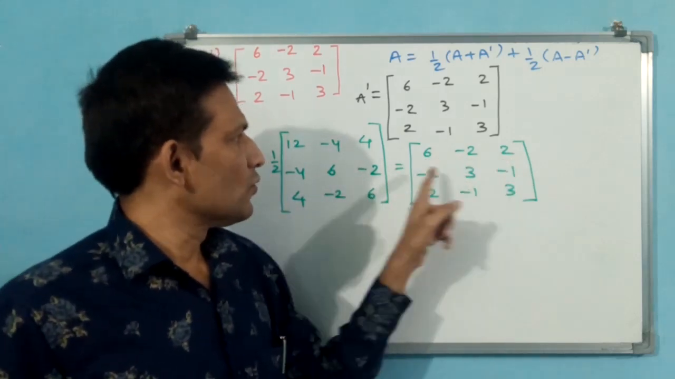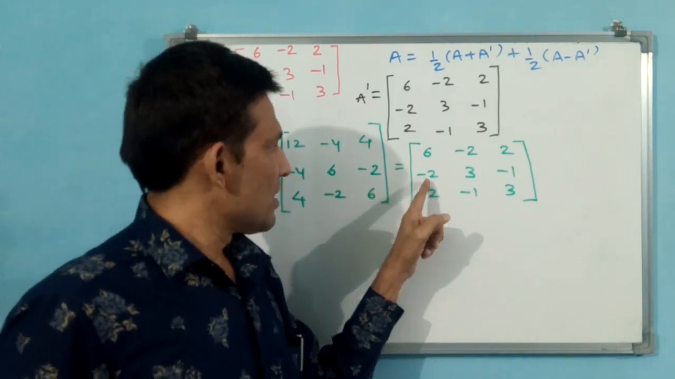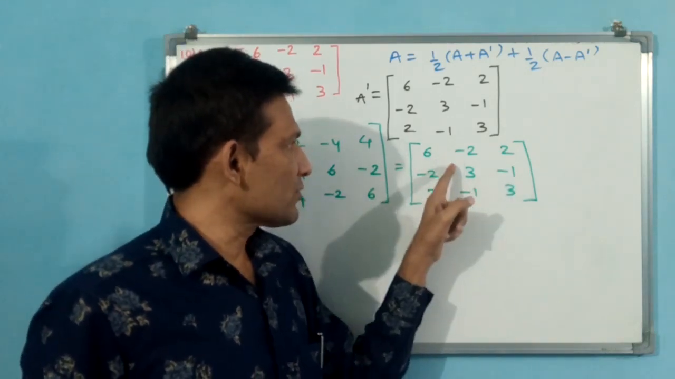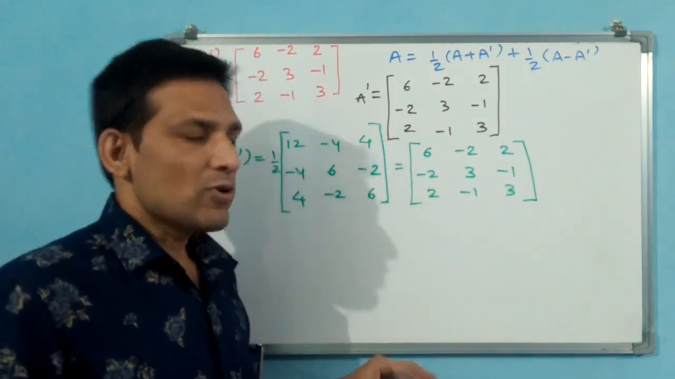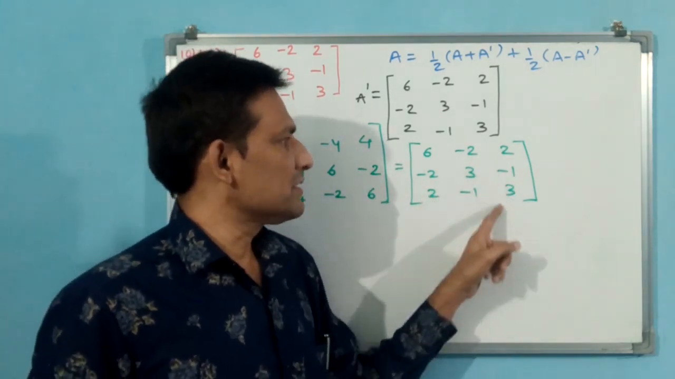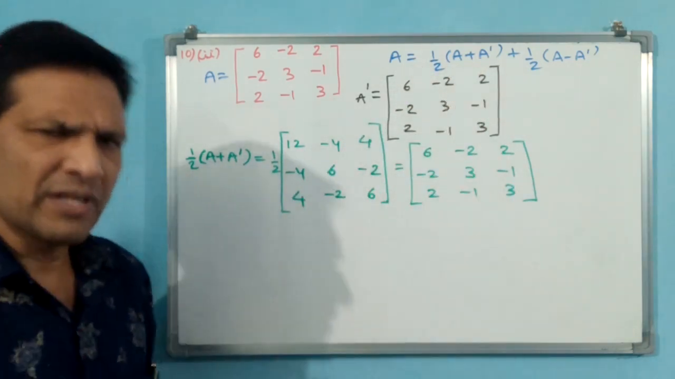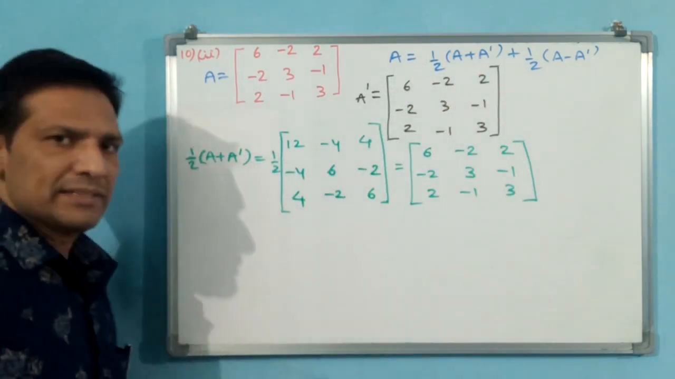6 minus 2, 2. First row is over. Second row also you take: minus 2, 3, minus 1. Second row is also over. See the third row: 2, minus 1, 3. This is symmetric. Okay, now this has become symmetric. That's all for any square matrix.